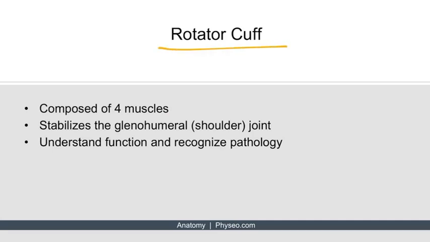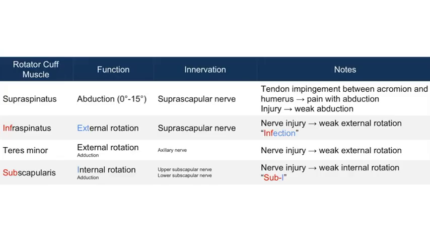Now let's talk about the rotator cuff. The cuff is composed of 4 muscles. These 4 muscles act to stabilize the glenohumeral joint, or the shoulder joint. And your job is to understand the function of each muscle and to recognize associated pathology. To help you do this, we've provided this table, and this table summarizes the information you need to know about each of the 4 muscles.